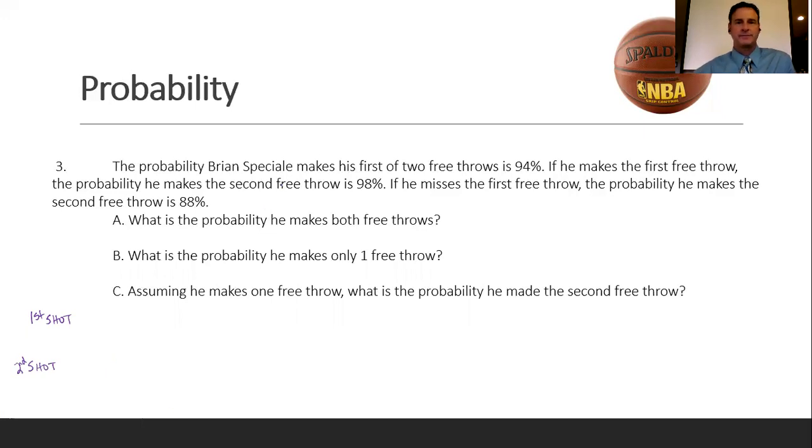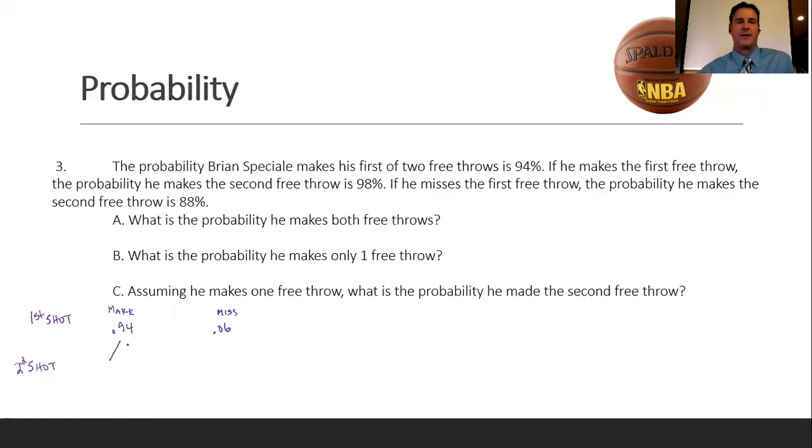Okay, now the probability of making his first is 94%. So you're going to make the first shot, or you're going to miss the first shot. The probability of a make is 0.94. The only alternative of making a shot would be to miss a shot. You can't do anything else. So to find the probability of a miss, you're just going to take this and subtract it from 1. That'll give you 0.06.